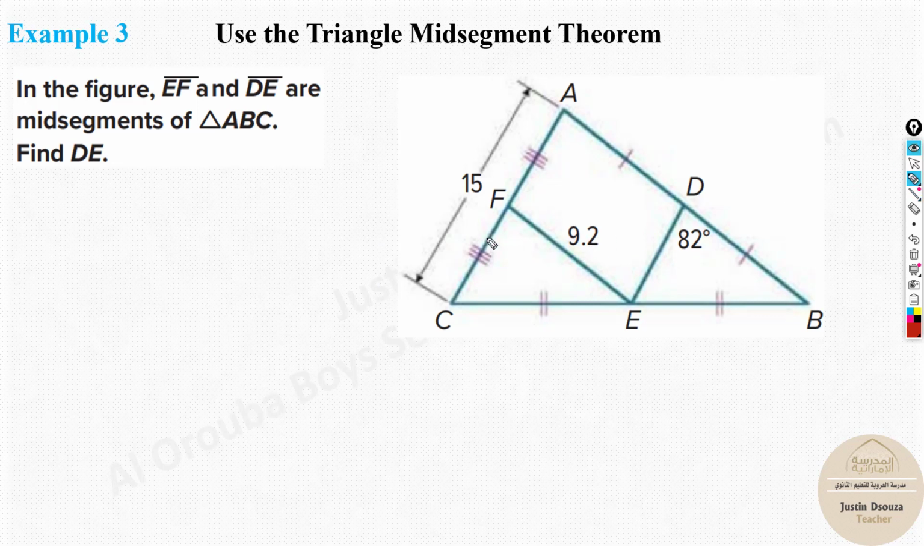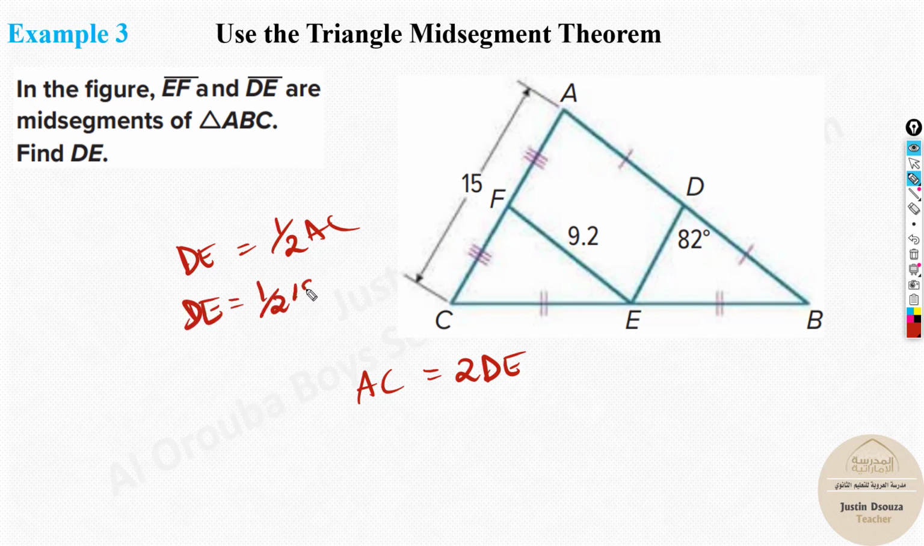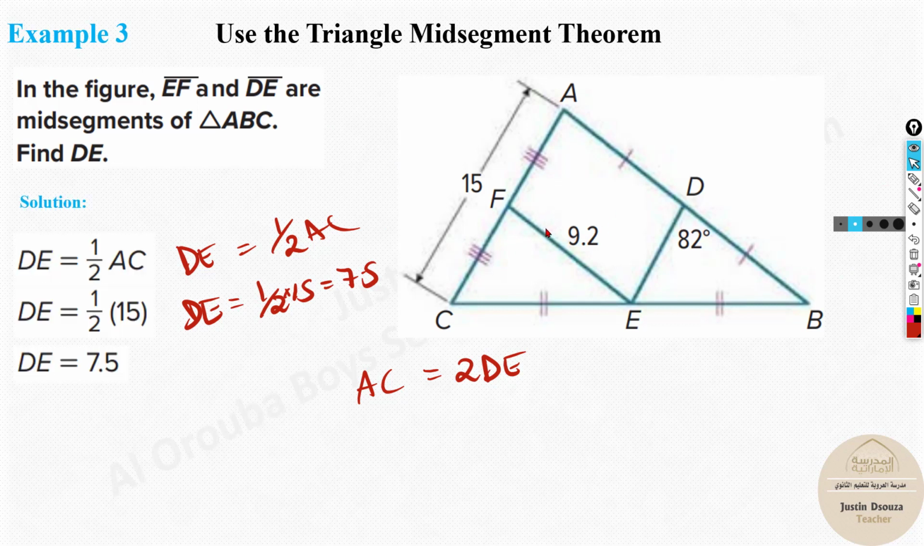So now here, you need to find DE, but you know the total length of AC. AF is no good, this and this won't be equal, but we know this segment DE will be equal to half of AC, or you can write it as AC equals 2 times DE. It's the same thing, 2 goes to the other side. Now here DE is unknown. DE would be equal to half of 15. That is 7.5. That's how we would solve this problem easily, because mid segments are always half of that. So that's the answer.